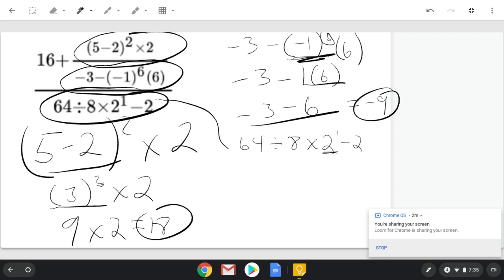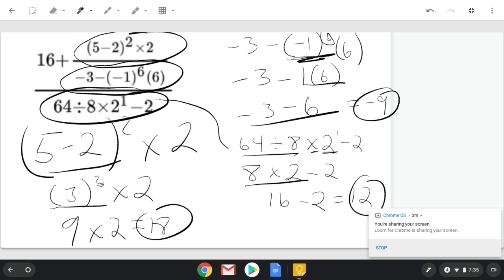Beyond that, we can do multiplication and division from left to right. So before I do that times, I've got to do the division. I've got to work it left to right. 64 divided by 8, that is 8. Then we have times 2 minus 2. 8 times 2 is 16. Minus 2 is equal to 12.